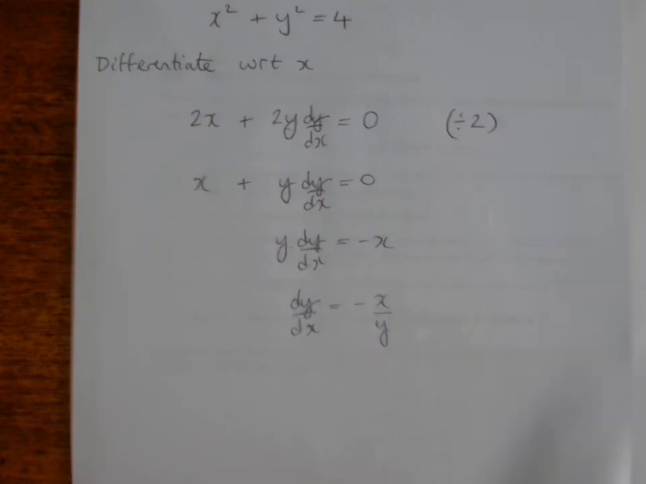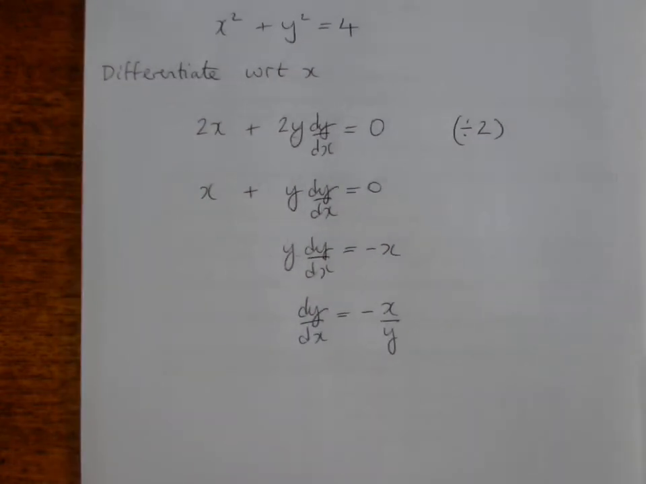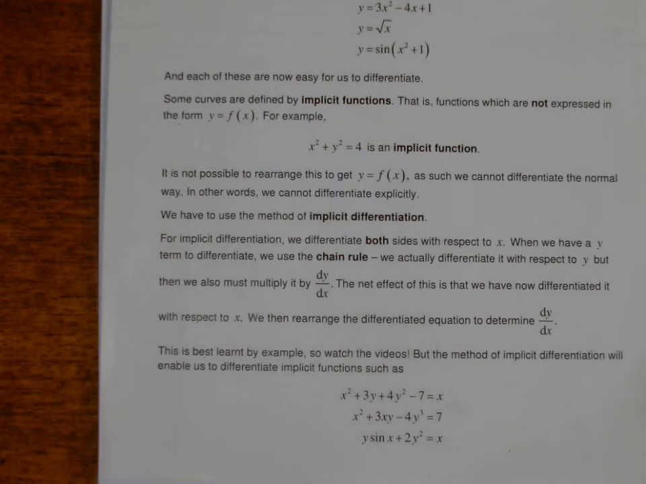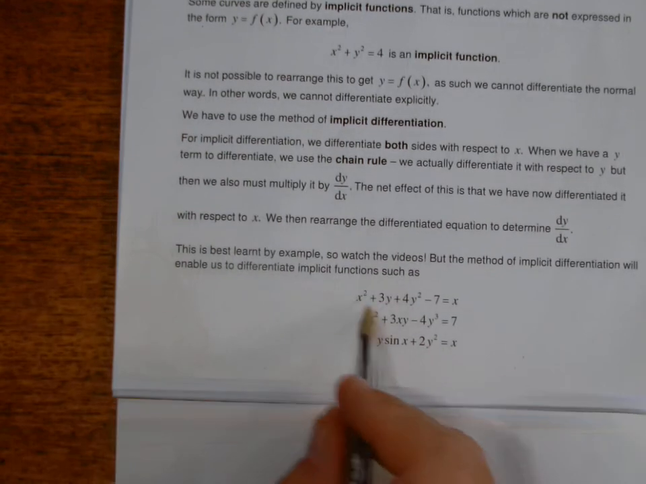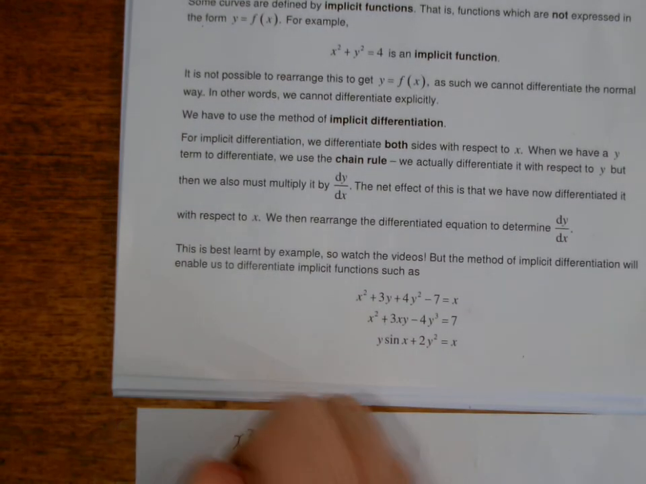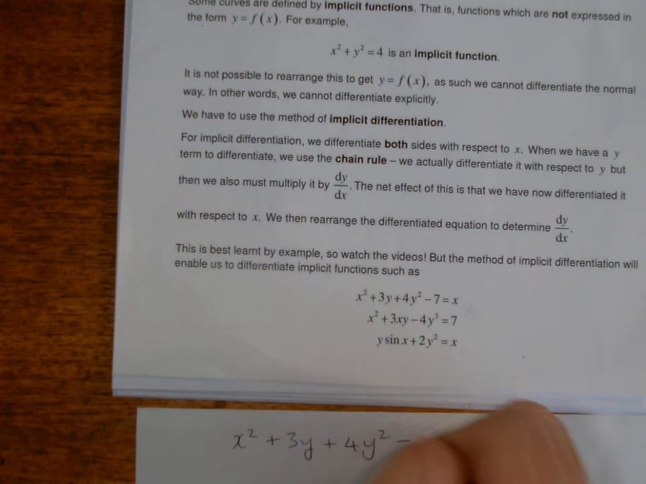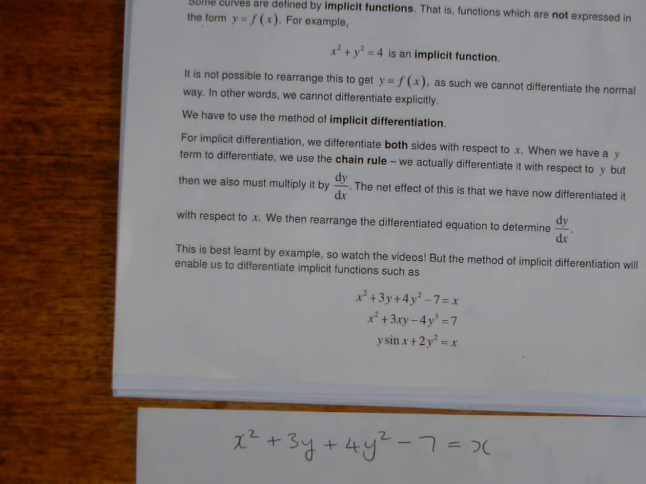Okay, so before we go on to the exercise, maybe I'll do a second example, just to give you a bit of confidence with this. So let's just take this one down here, this one we saw there, x squared plus 3y plus 4y squared minus 7 equals x. So let's try that one, shall we? So I've copied that one down now.